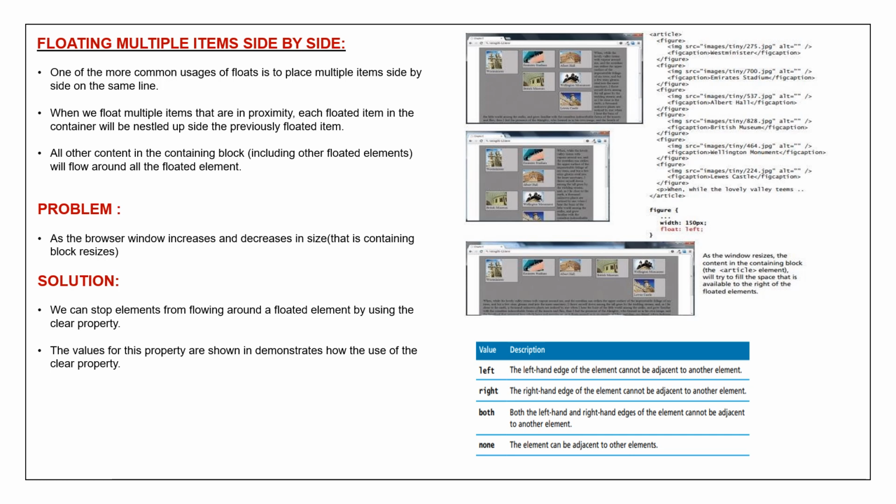Here are some problems and solutions for it. The problem is, as the browser window increases and decreases in size, the containing block resizes. The solution is, we can stop elements from flowing around a floated element by using the clear property. The values of this property are shown, and it demonstrates the use of the clear property. The figure describes how floating multiple items side by side works. As the window resizes, the content in the containing block, that is the article element, will try to fill the space that is available to the right of the floated elements.